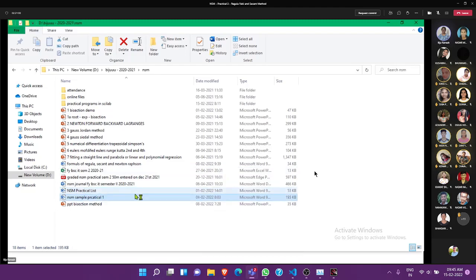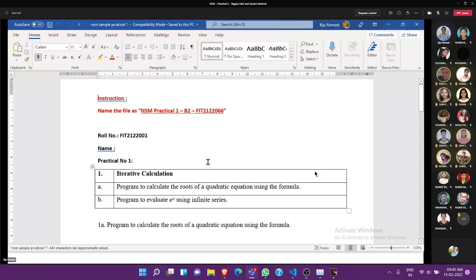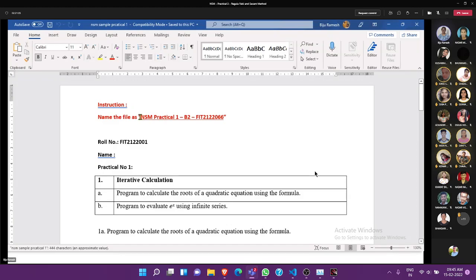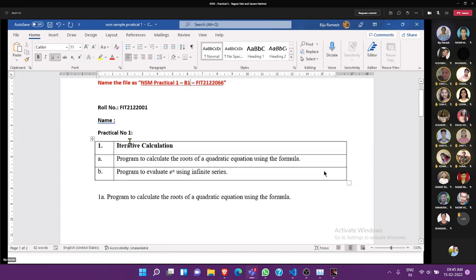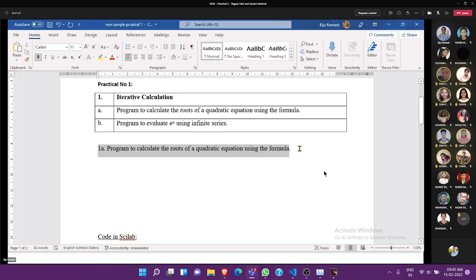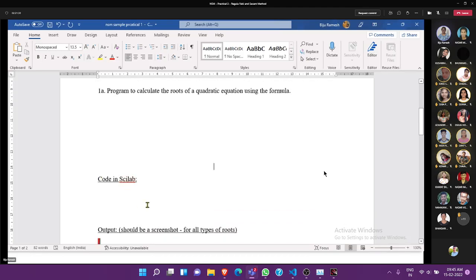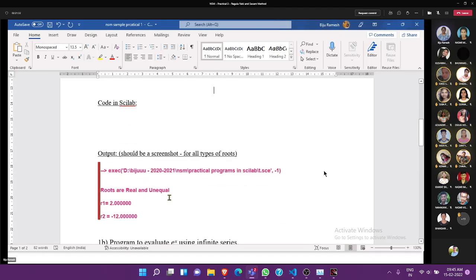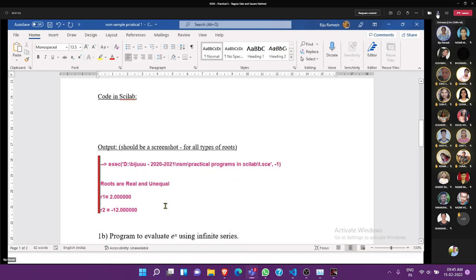Now what you will do in this, the sample I have pasted already in Teams, I think. So you know how to name the file: NSM practical 2, Batch 1, your batch 1, then batch 1, your roll number. This is the name you will give. You'll write the roll number, your name, and practical number 2, and you will paste the question. You will type the question here. Then you will type each program, the question of each one you will write here, and you will paste the code in Scilab, then the output screenshot. Okay, the same thing will follow. One second.